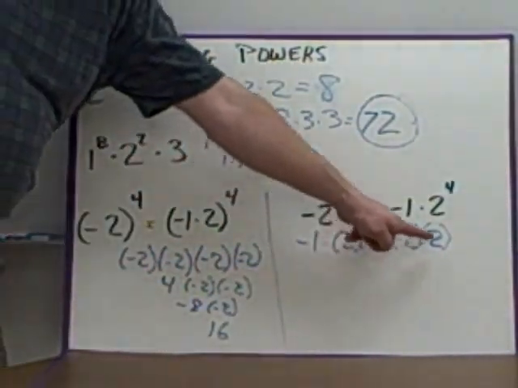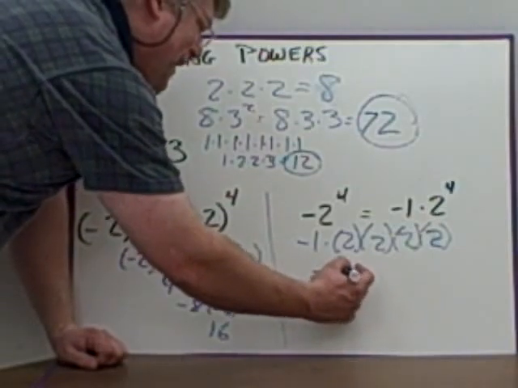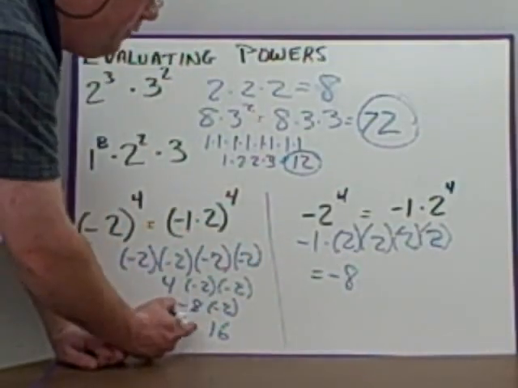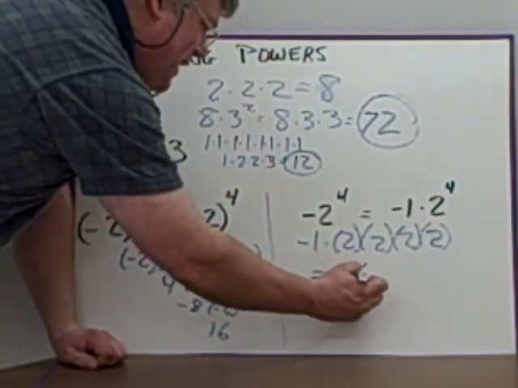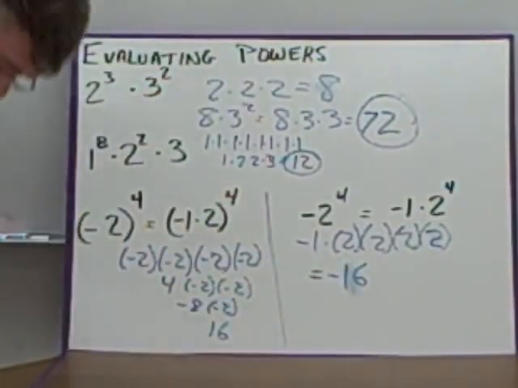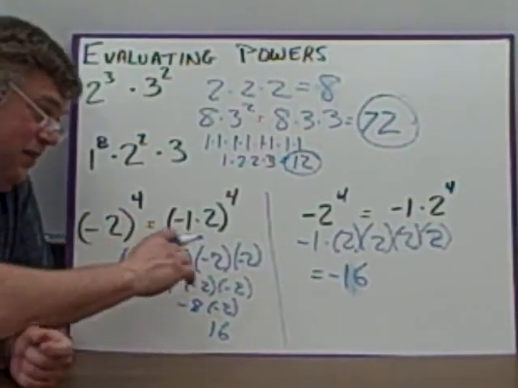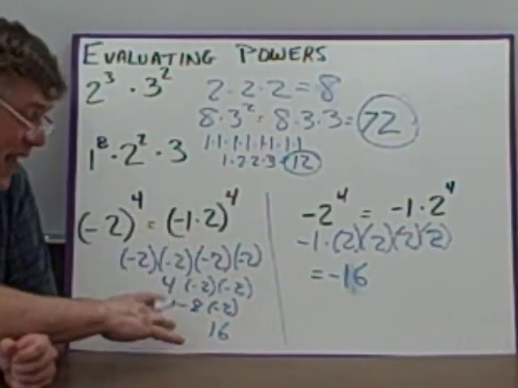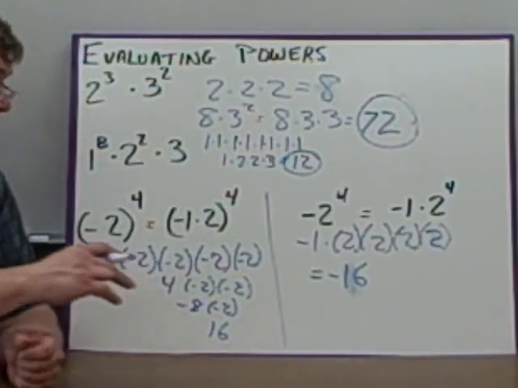And 2 times 2 times 2 times 2, we know it's going to work out to be 8. This is going to give us -8. Whereas this, sorry, not 8, it's going to work out to be 16. It's going to work out to be negative 16, whereas this came out to be positive 16. Two completely different values. Yes, they're both 16, but negative 16 is completely different from positive 16. So you got to be careful.